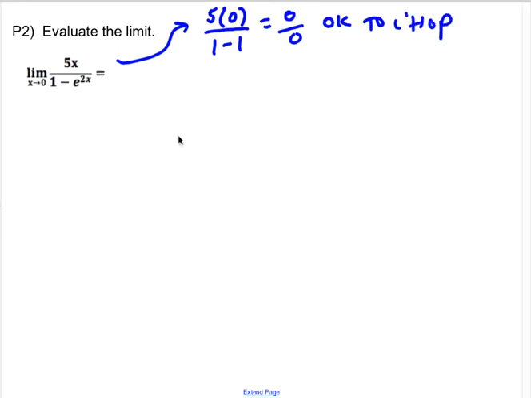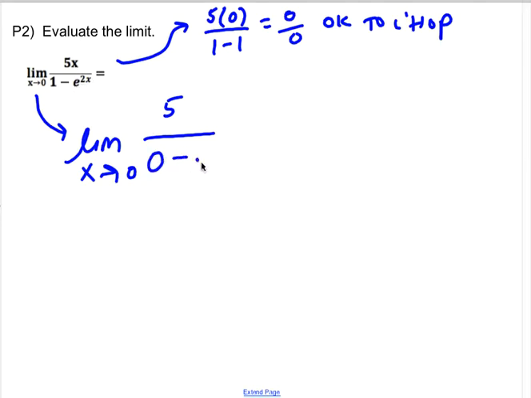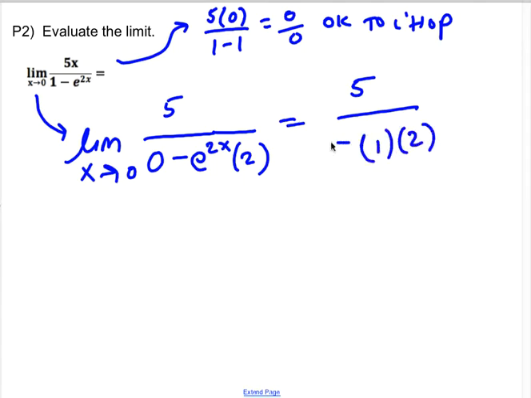So once I know I'm okay to do L'Hopital's, now I differentiate and get that this is the limit as x approaches 0 of the derivative of 5x, which is a 5. When I differentiate the 1, I get a 0, and when I differentiate this negative e to the 2x, I get negative e to the 2x all times 2. So now when I plug in, I'm going to get a 5 over essentially a negative 1 times 2, because e to the 0 would be 1, so I get negative 5 halves. All right, moving on.